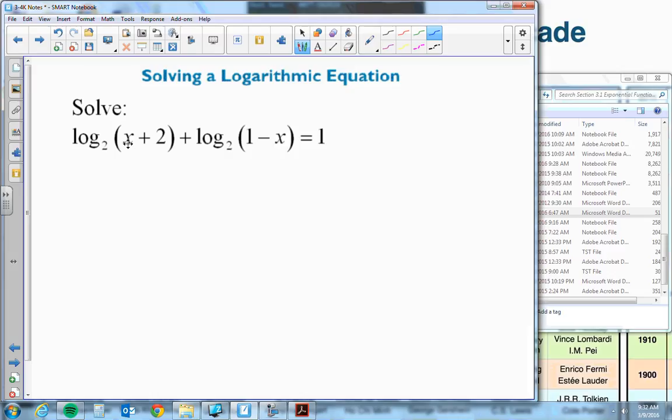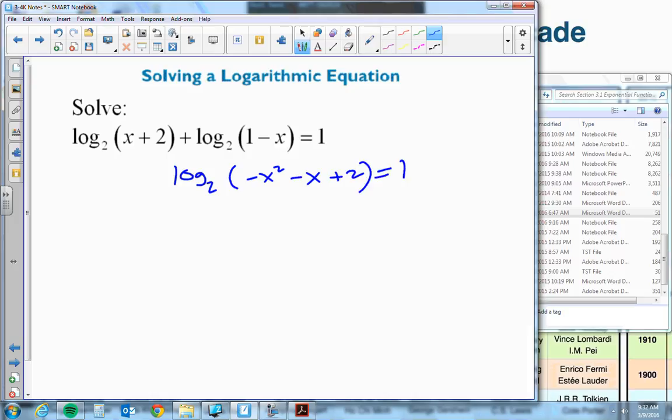Product rule. So this becomes log of the product, which I'm going to need to multiply these binomials anyway, so I'm going to do that now. X times negative x is negative x squared. And then that's 1x, and that's minus 2x, which gives you negative 1x. And then the constants multiply to be positive 2.